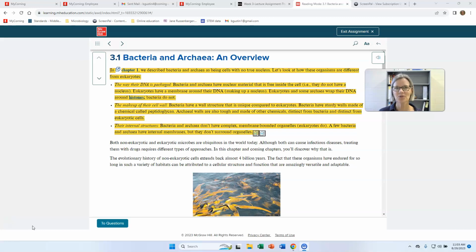I'm going to start with Section 3.1. We're going to be talking about prokaryotes, which are the bacteria and the archaea. Frankly, we're going to spend a whole lot of time talking about bacteria and really barely mentioning archaea. Remember, archaea are one of our three domains of classification. So they are prokaryotes. They look like bacteria, but they have some distinct differences.